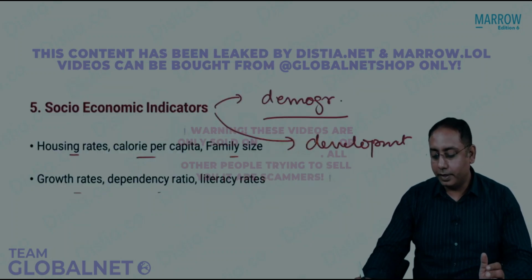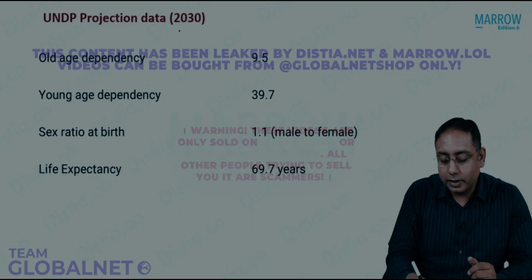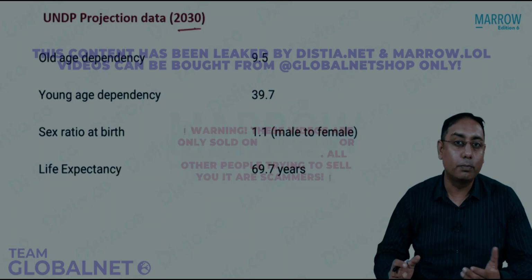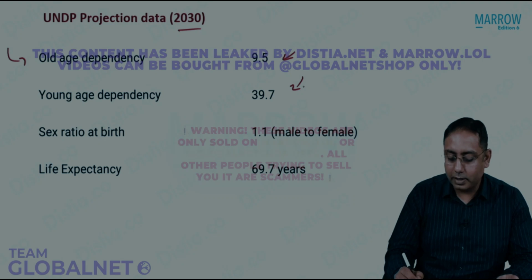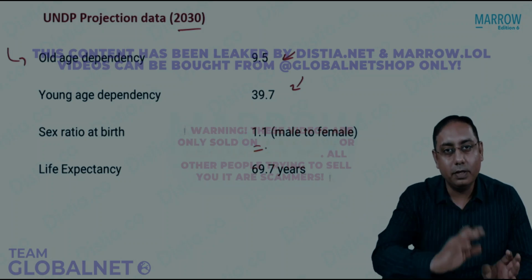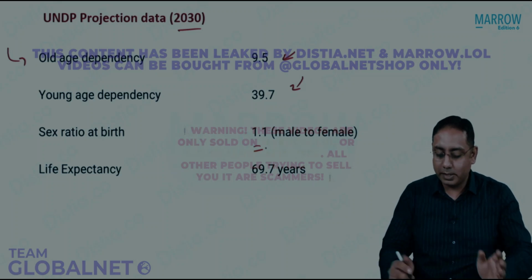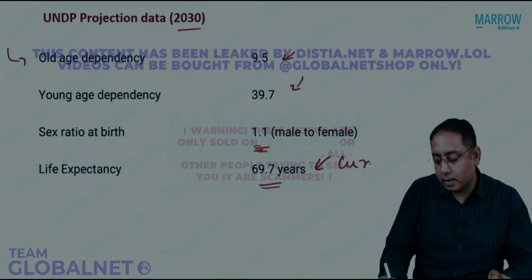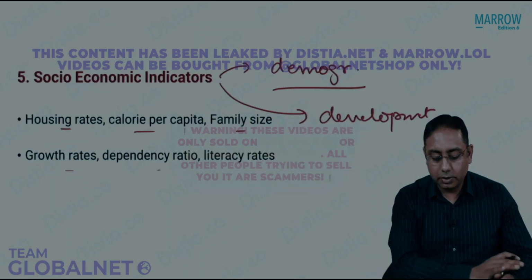which comes under this socioeconomic type of indicators. Also, you would like to see the UNDP projection data for the year 2030. It has been projected that the country is going to have around 150 plus crore population, the old age dependency would be 9.5, young age is 39.7, and sex ratio at birth is 1.1. Please note, I am not saying the sex ratio as the number of females per 1,000 males. This is the sex ratio at birth, that is number of males to females, directly 1.1. Life expectancy, I already told you, the current life expectancy we have in India is 69.7 years.